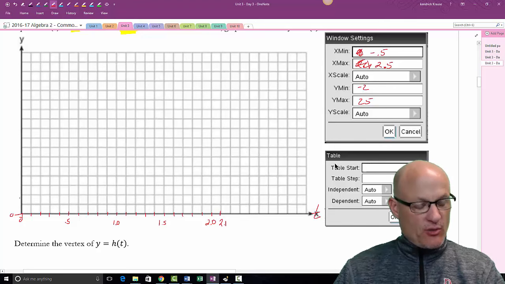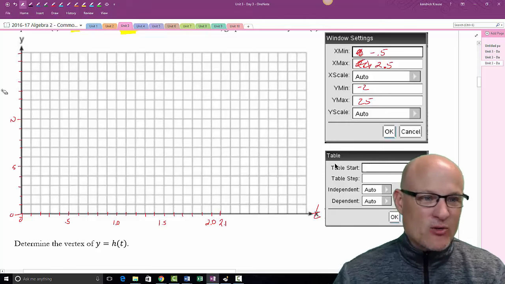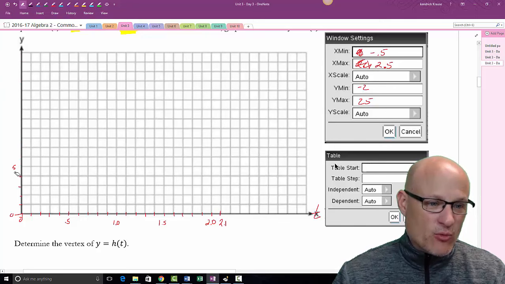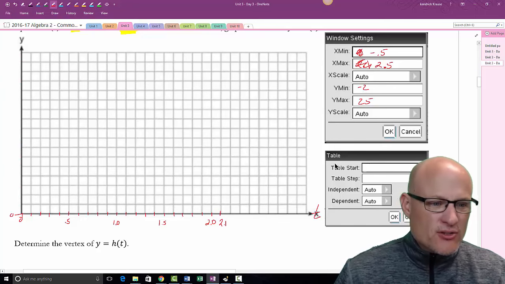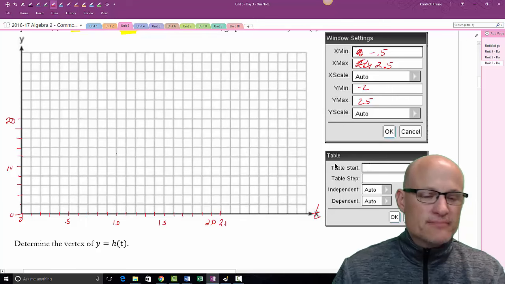Well, there's 20 boxes. We got to get up to 20, so I can't make every box 1. 1, 2, 3, 4, 5. That's 5. 6, 7, 8, 9, 10. 11, 12, 13, 14, 15, 16, 17. There's only 17 boxes. That's not going to be quite enough. So let's make every one of them 2. So 2, 4, 6, 8, 10, 12, 14, 16, 18, 20.